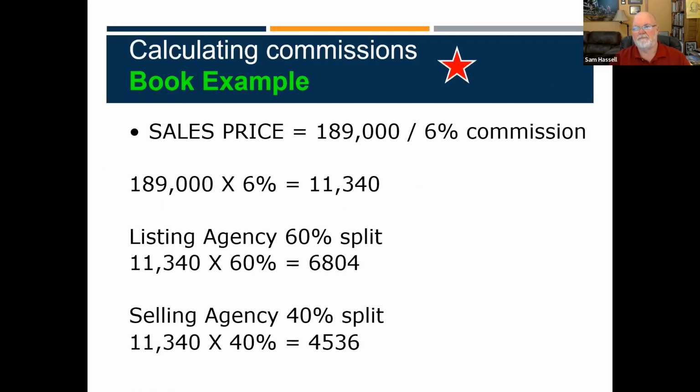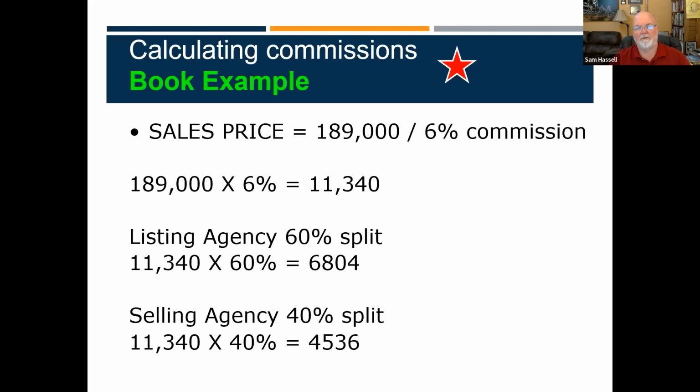All right, so how do we figure out commissions? Pretty simple, right? If we have a sales price of $189,000 and we're going to get a 6% commission, we're going to get $11,340. That's going to be the total commission. But now we're going to split it with our company. So let's say we're the listing agent. My side, I'm going to get 60% of that. My broker is going to get 40% of that.